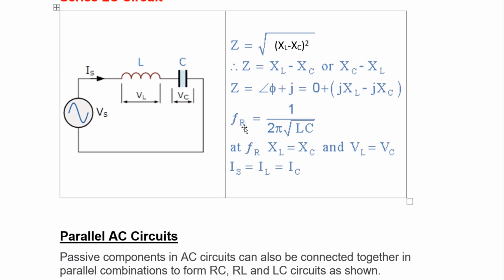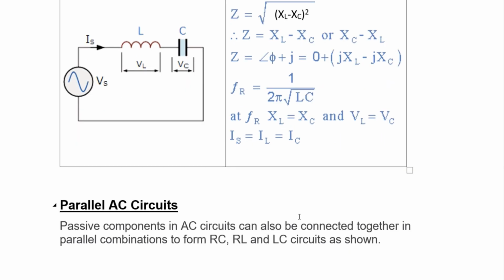So the resonant frequency is equal to 1 upon 2 pi square root of LC, and at resonant frequency XL equal to XC, and VL is also equal to VC. Both the voltages become equal and opposite, and they cancel each other, and that is why the net voltage across these two components L and C becomes 0. In this case, Is equal to IL equal to IC, because they are in series. IL is the current through the inductor, IC is the current through the capacitor, and Is the source current. So all these three become equal because they are in series.